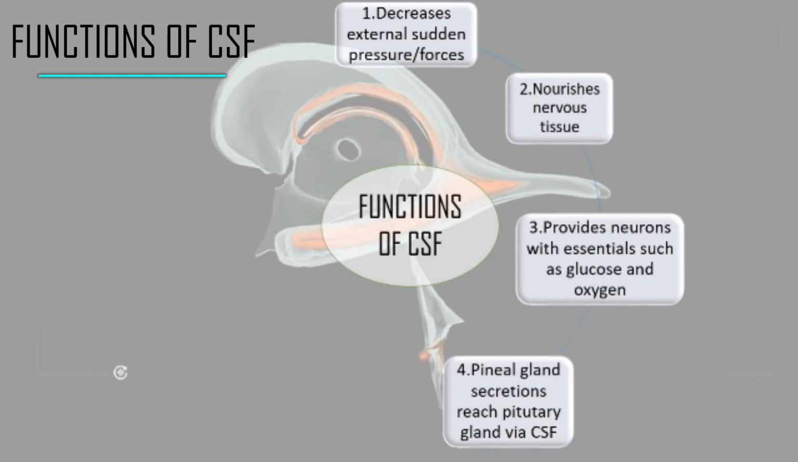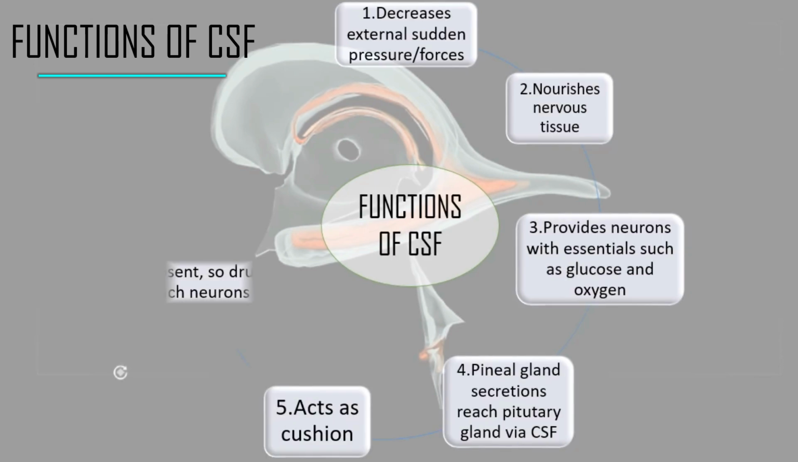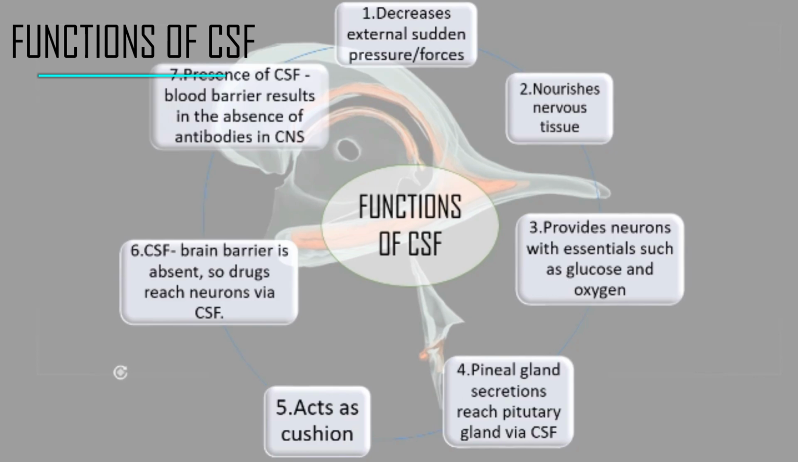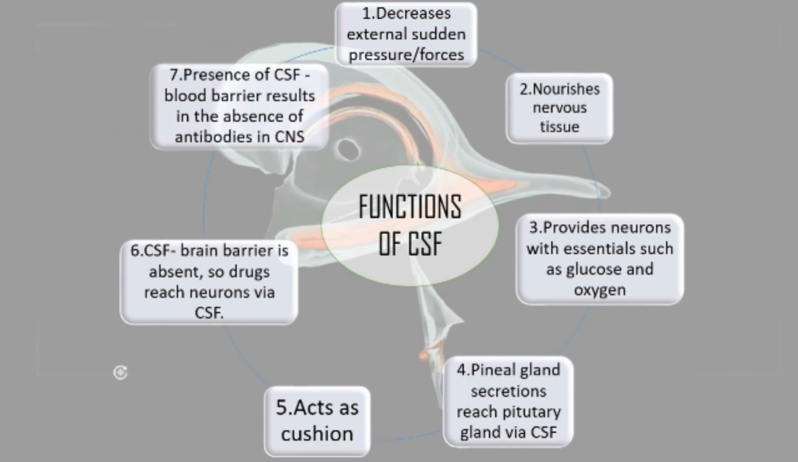The pineal gland secretions reach the pituitary via the cerebrospinal fluid. The CSF also acts as a cushion. As there is no CSF-brain barrier, drugs can reach the neurons through the CSF. As the blood-CSF barrier is present, there are no antibodies in the CNS, which makes infection of the brain a very serious entity.